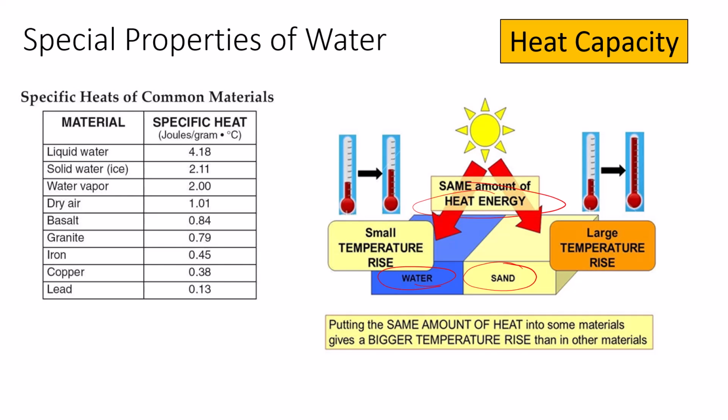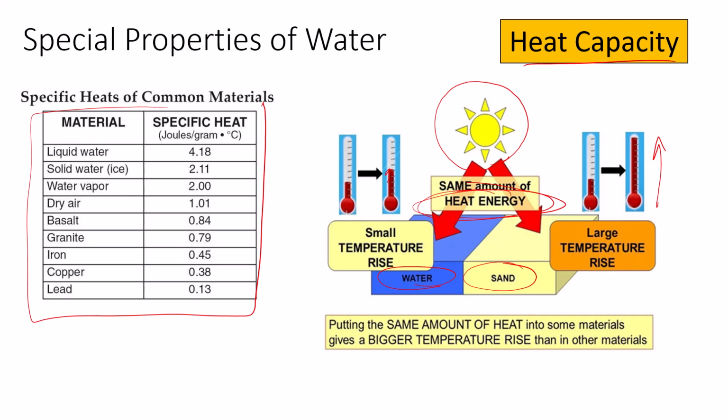Sand does not have the ability to withstand all of that energy being sent to it, so it increases in temperature substantially, whereas water, which is right next to the sand, is receiving the same amount of energy from the sun that the sand is receiving, but it only has a very small temperature change because it has a high specific heat capacity. And if you look at this chart, you'll notice that there are some common materials on this chart, but liquid water has an incredibly high specific heat capacity in relation to a lot of these other things.